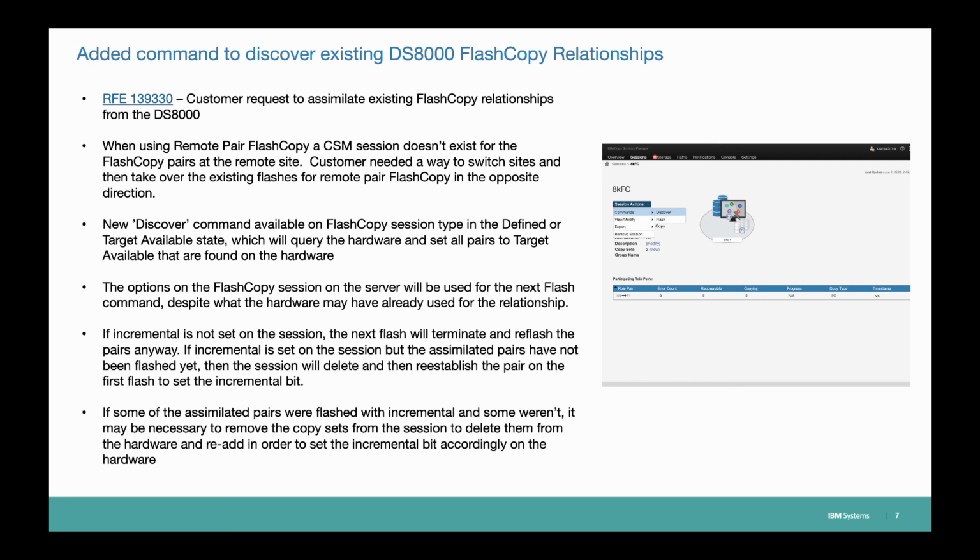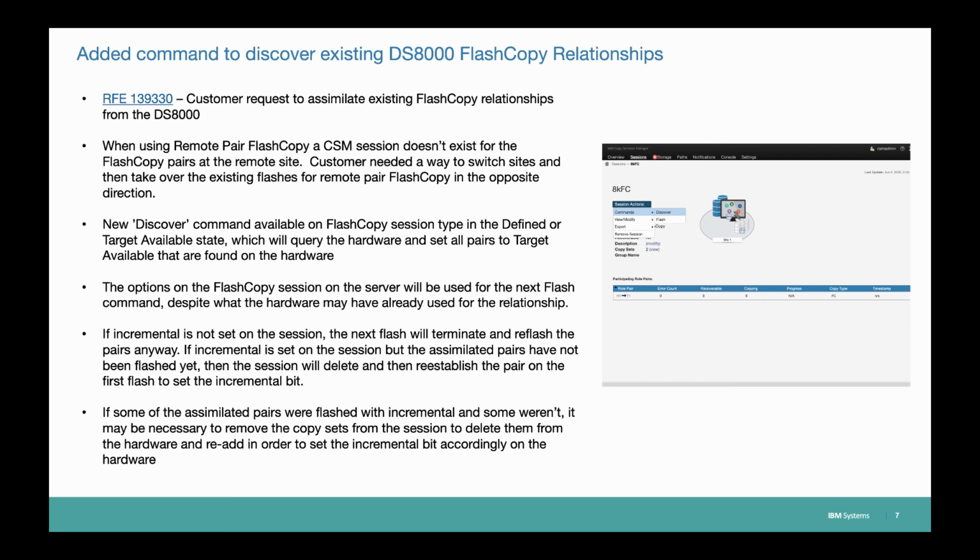The problem is that with the design as it is today, prior to 629, you'd have to build a CSM session, and then that CSM session would end up terminating the relationships out there and reflashing them. Which, if you used incremental in the first flash, negates all that incremental FlashCopy relationship, and you're starting from scratch. So for this kind of scenario, it's ideal if you could do the site switch, assimilate the relationships, and then start the flash from there.